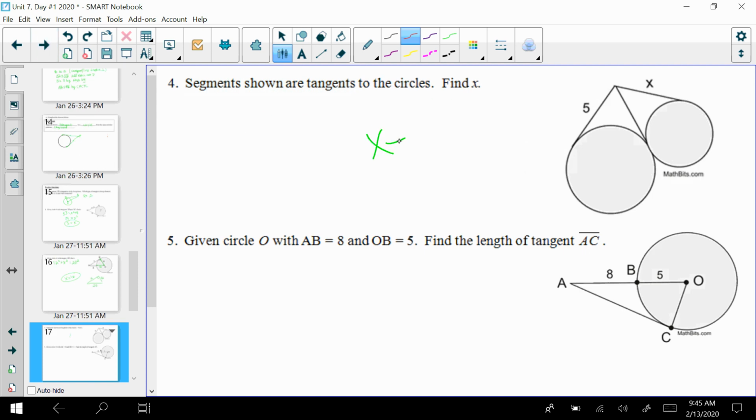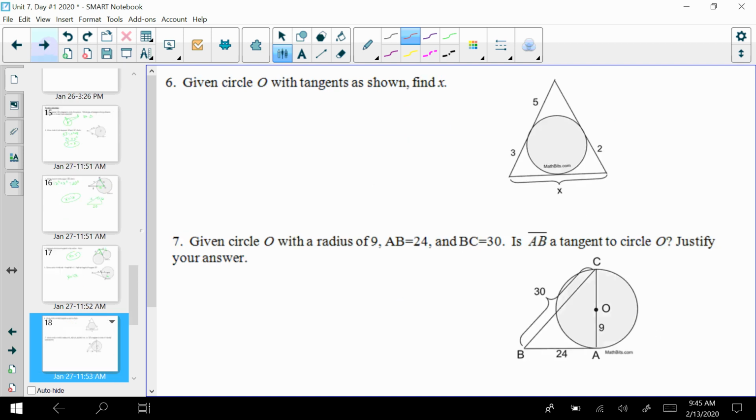Number 4, the answer is just 5. These are all congruent. If this is coming from the same point, then that has to be 5. And then this coming from that same point, so that has to be 5. This one, you should be using those radii are congruent again, and you should get x is 12 when you do Pythag. This one from the same point, they have to be congruent, so that's 5. And then here, that's 2, so this piece has to be 2. And then if this is 3, then that guy's 3. So then x is 5 here.